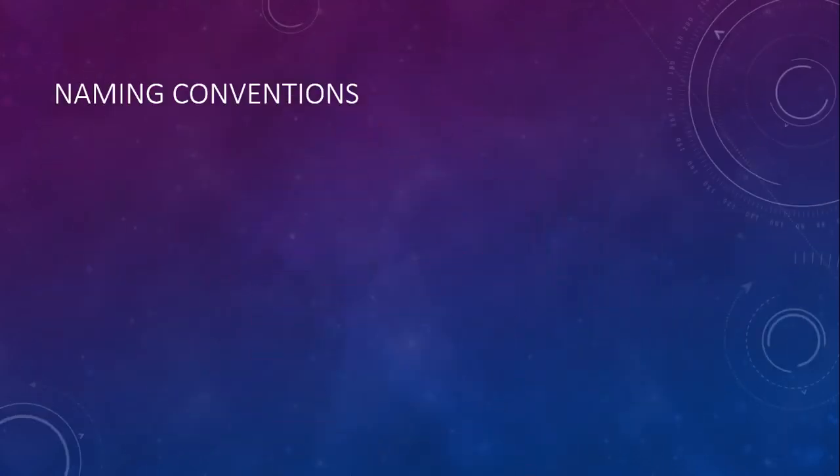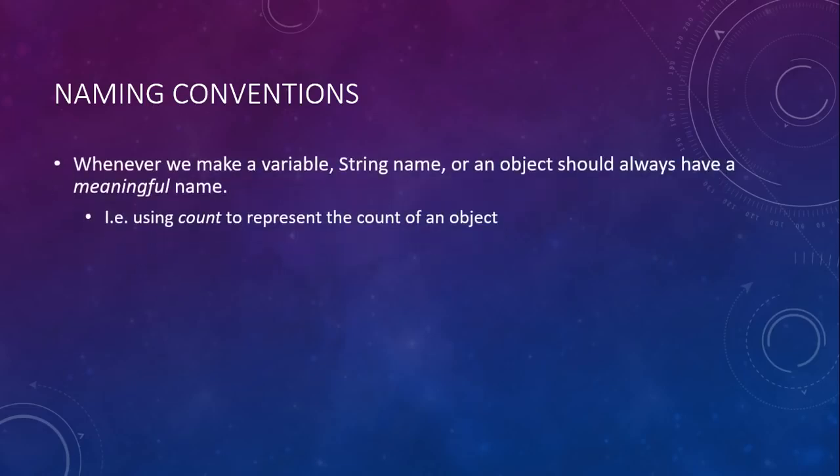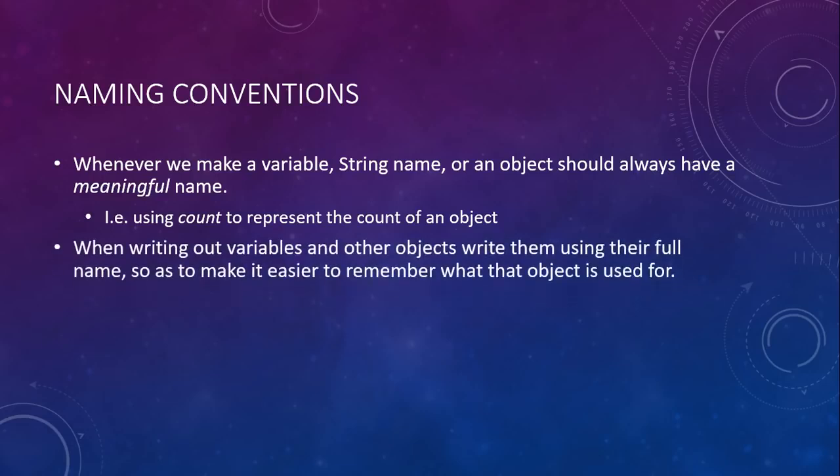So first thing that we're going to kick off is with naming conventions. Whenever we make a variable, a string name, or an object, we should always have a meaningful name, such as using count to represent the count of an object. When writing out variables and other objects, we write them using their full name, right? So to make it easier to remember what the object is used for. For example, if you were to have something representing the pressure of something, you're not just going to put P because you may forget what P stands for. So instead, you'll write out pressure.